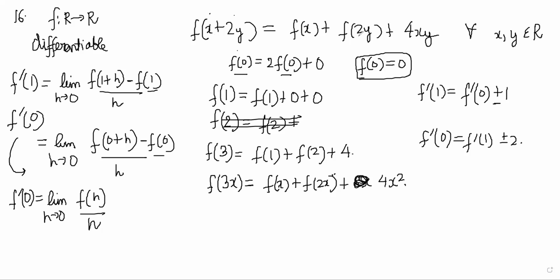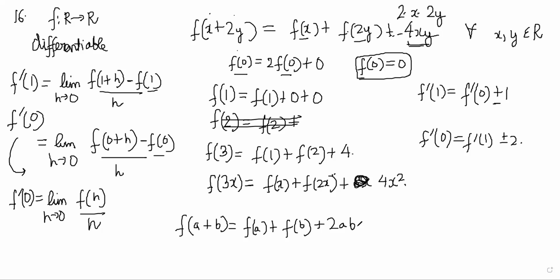Since f of 2y is there, this is 2 into x into 2y basically: f of x plus f of 2y plus 2 into x into 2y. So we are getting something like this: f of a plus b is equal to f of a plus f of b plus 2ab, where b is the 2y part, right?